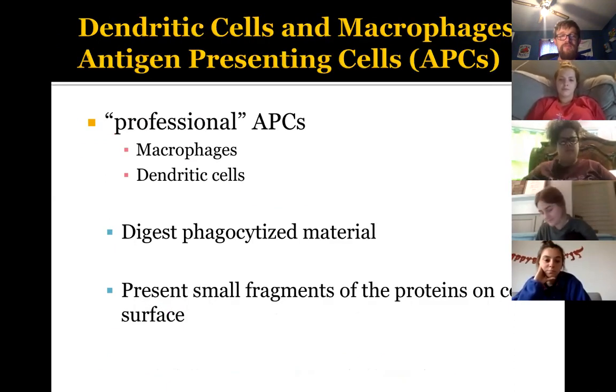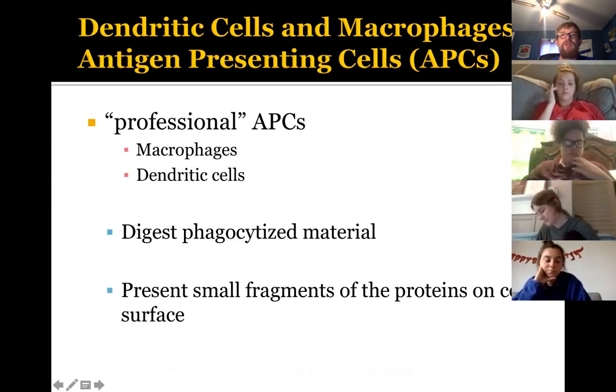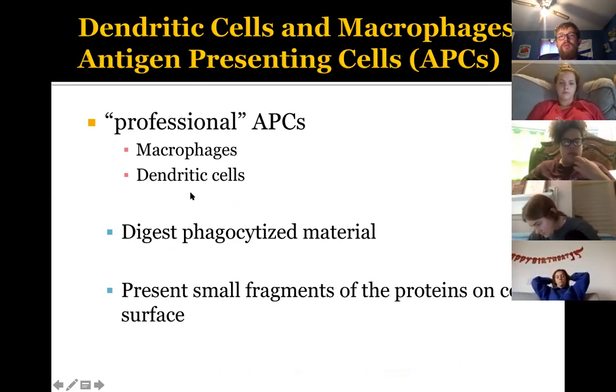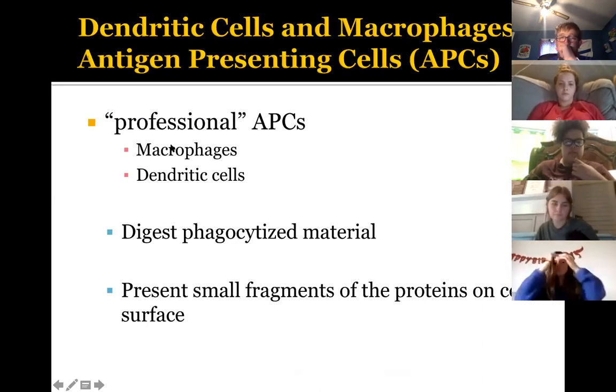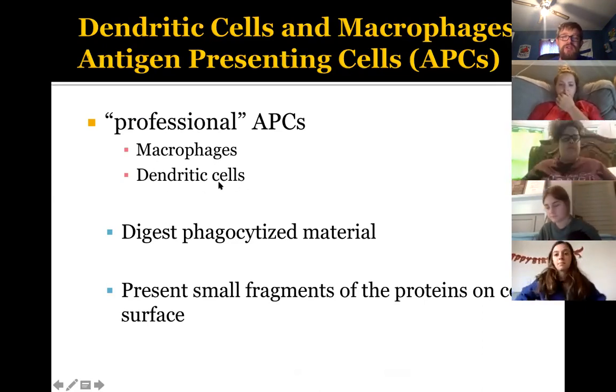All right. So dendritic cells and macrophages, we consider these professional APCs, antigen presenting cells. The big difference between these two is not only is the macrophage presenting antigen, but it's interested in trying to eliminate or remove the pathogen. Dendritic cells, they're just sampling and reporting back.